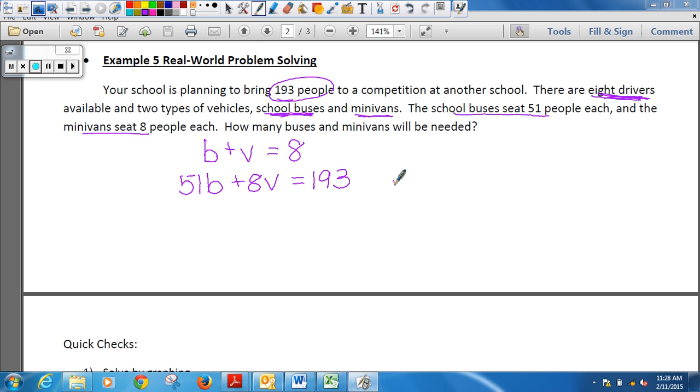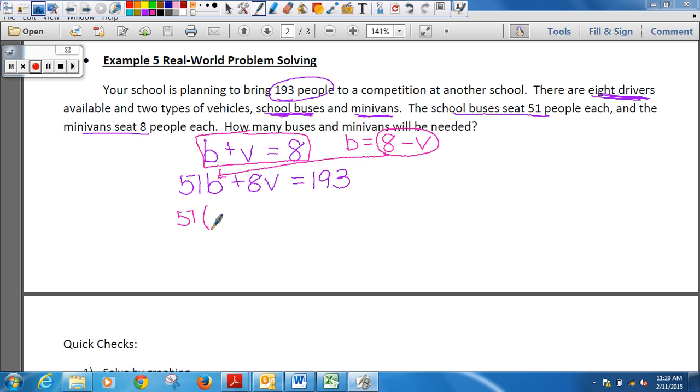It did not tell me what method to use. I don't particularly like graphing, so I'm never going to use graphing unless it tells me I have to. So I'm going to solve this first equation for one of the variables because I can't use substitution unless I have a variable by itself. So I'm going to take this equation and rewrite it and get b by itself. To get b by itself, I need to subtract v. So I do 8 minus v. So now b's by itself, I can substitute it in for b and rewrite my second equation.